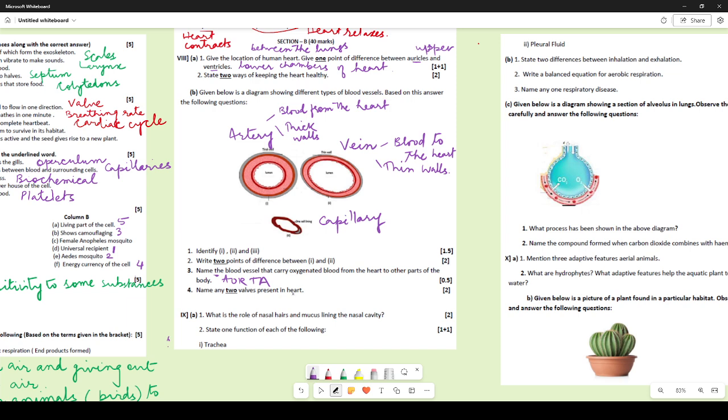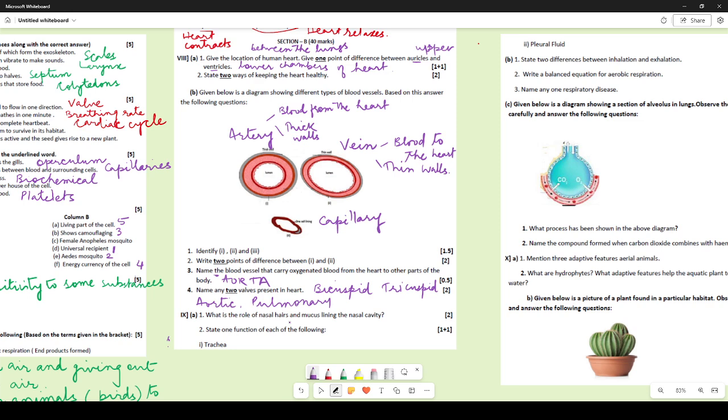Name any 2 valves present in the heart. So you know there is bicuspid, mitral valve, tricuspid, then there is pulmonary valve, aortic valve. Any of these you could have written. So any 2 you were supposed to write.